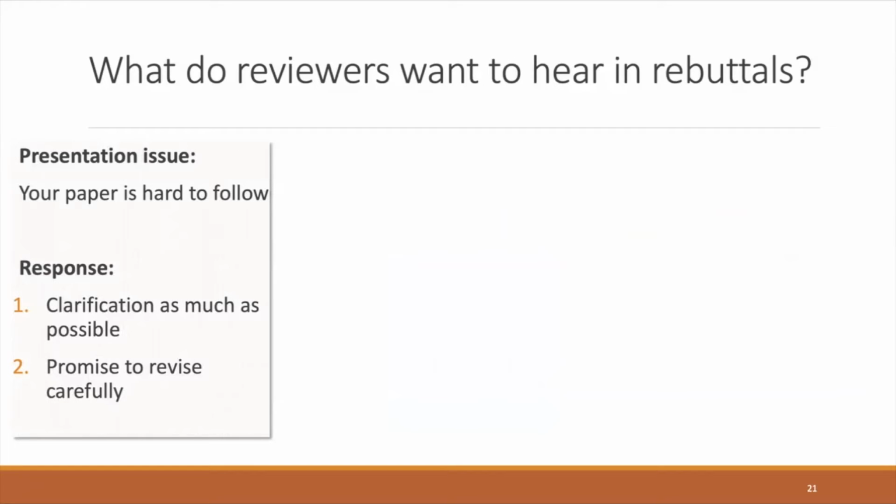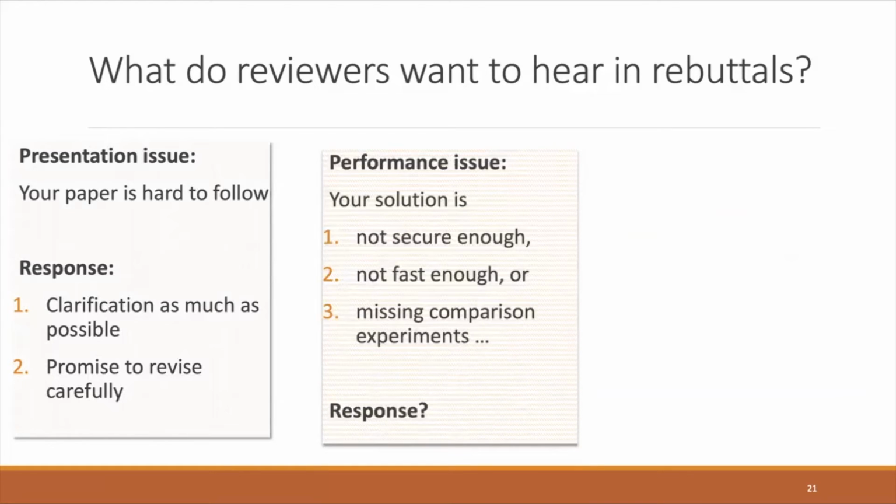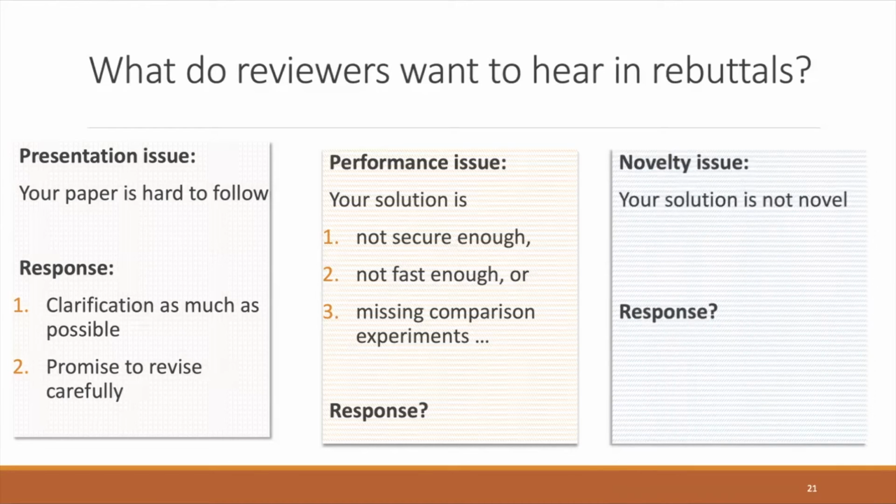If they say the presentation is hard to follow, don't argue with them. Okay, this is very simple to fix, and so just say you're going to fix it. Of course, if you say we're going to rewrite the entire paper, people will say just submit in the next round. But then a lot of times the question is that the performance is not good. There are some real technical issues, and your solution is not secure and so on. How would you respond to that? And of course, novelty. How would you respond to that?